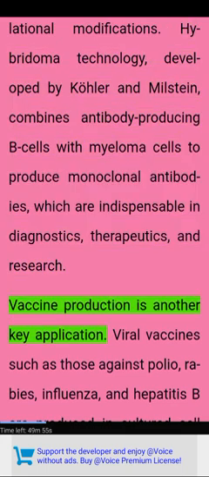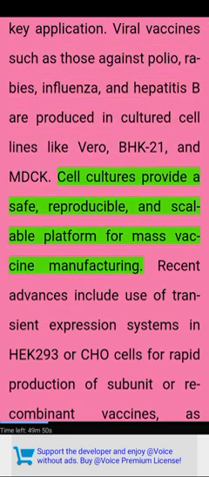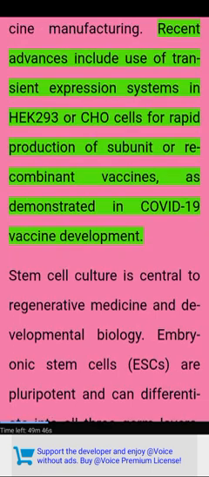Vaccine production is another key application. Viral vaccines such as those against polio, rabies, influenza, and hepatitis B are produced in cultured cell lines like Vero, BHK21, and MDCK. Cell cultures provide a safe, reproducible, and scalable platform for mass vaccine manufacturing. Recent advances include use of transient expression systems in HEK293 or CHO cells for rapid production of subunit or recombinant vaccines, as demonstrated in COVID-19 vaccine development.